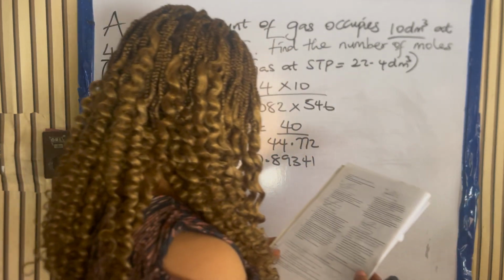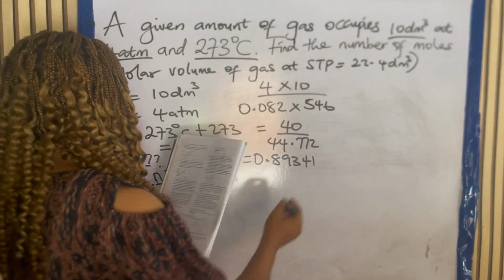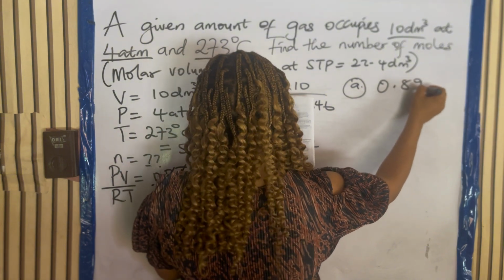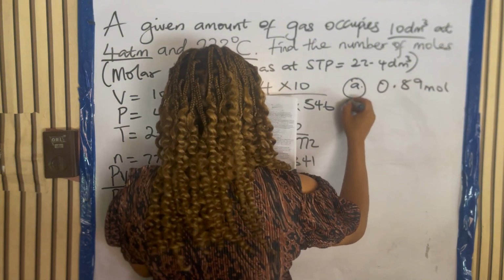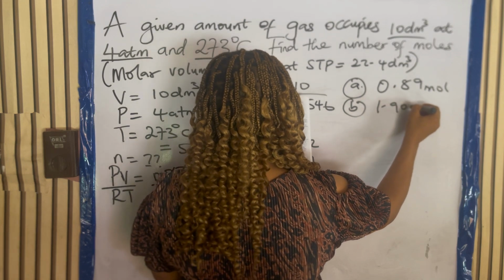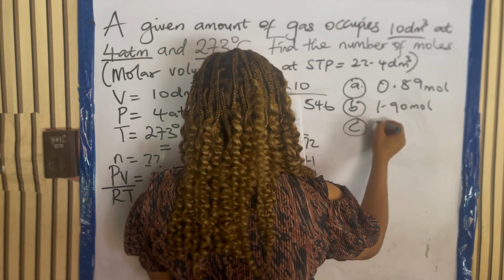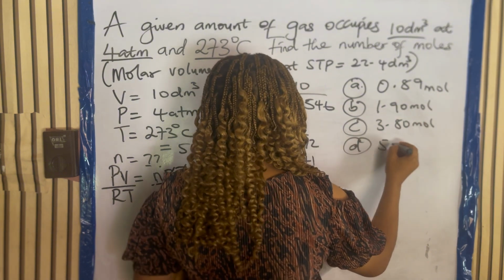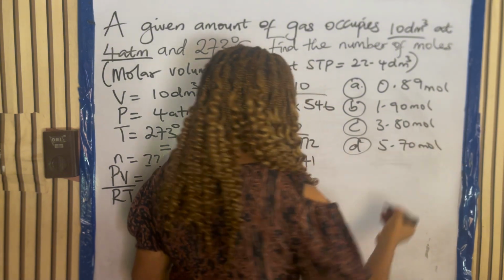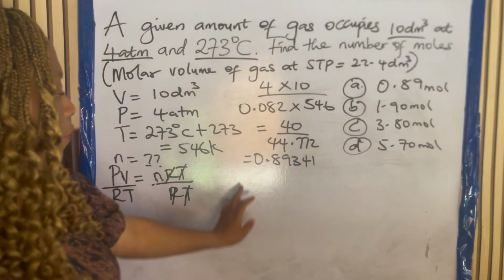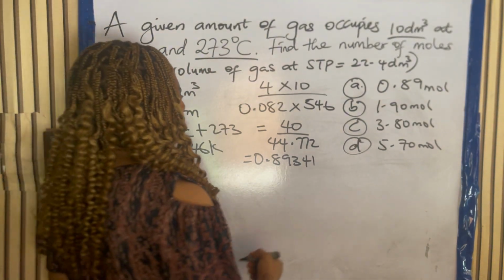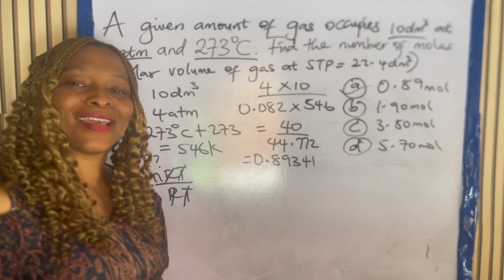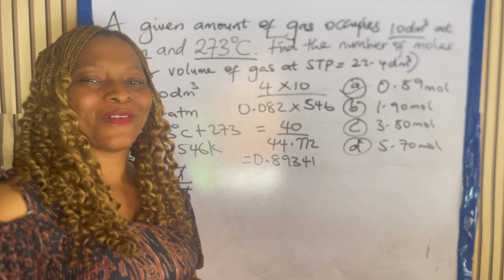So let's look at the options given. The options given include A, 0.89 mole, B, 1.90 mole, C, 3.80 mole, and D, 5.70 mole. So these are the options given. From what we have here, what is the answer? The answer is what? A, which is 0.89 mole. Answer. Isn't that simple? Let's look at another question.